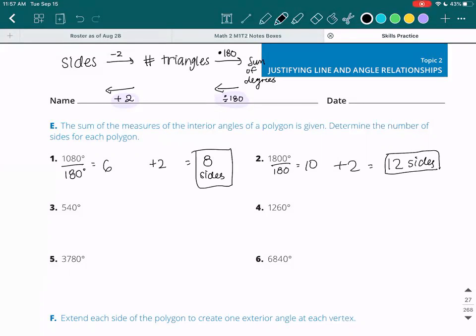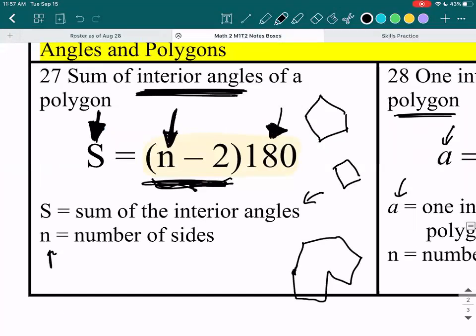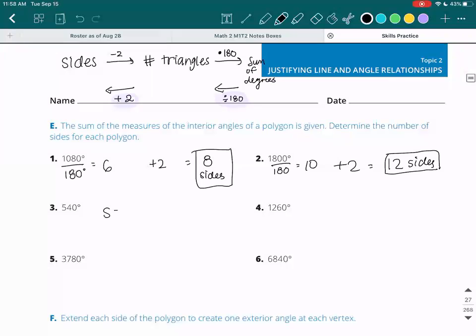Alrighty, I'm going to use the formula this time. So let me just show you with the formula what it looks like. S is equal to n minus 2 times 180. This is the formula. So if we were to use the formula to do this, it's the same steps, but it just looks different because you're writing it out with very specific math grammar. So the S, the 540, is equal to n minus 2 times 180.